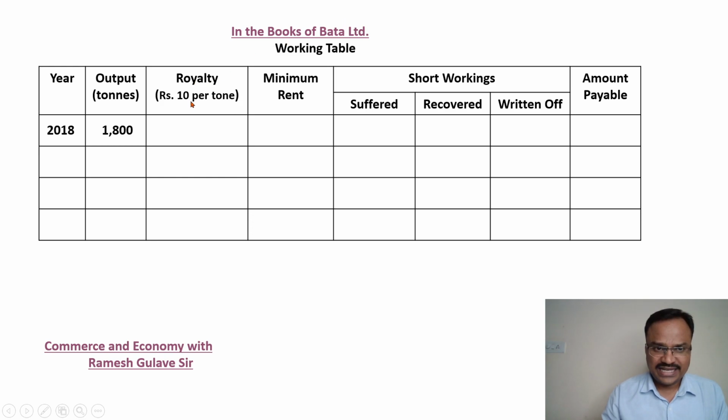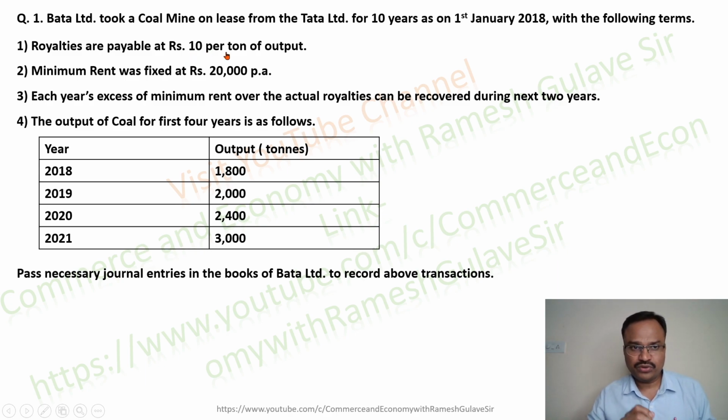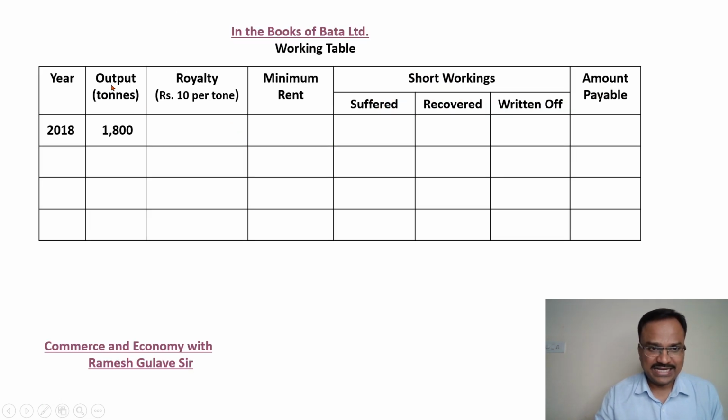Right, here in third column, we need to calculate the amount of royalty payable, and it is calculated on the basis of rate of royalty. Here in the first term, it is clearly given that royalties are payable at rupees 10 per ton of the output. Okay, so here rate of royalty is rupees 10 per ton. Okay, and here output is 1,800 units. So 1,800 multiplied by 10 gives us the amount of actual royalty. So here our royalties are 18,000 rupees. Okay, amount of royalty payable is rupees 18,000.